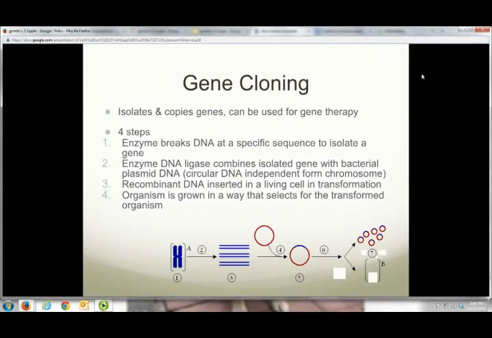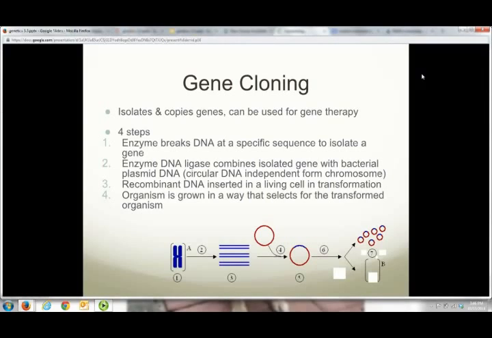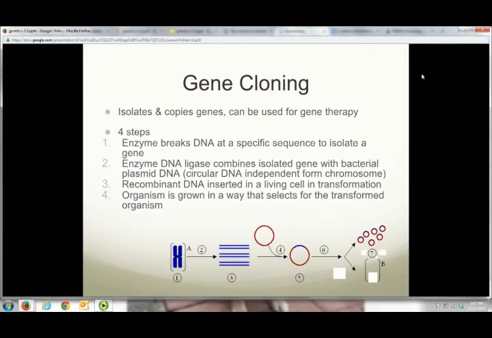One technique is gene cloning. This isolates and copies genes that can then be used for gene therapy. There are four main steps to this. The first step is an enzyme is going to break the DNA at a specific sequence that you want to isolate, to be able to isolate the gene.